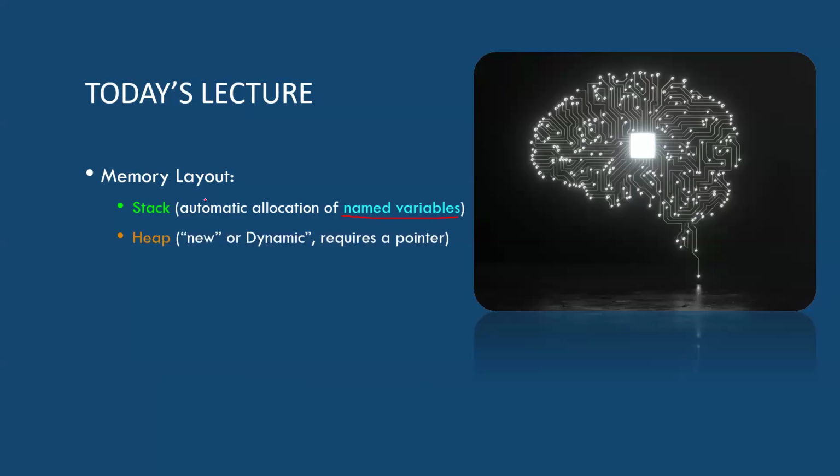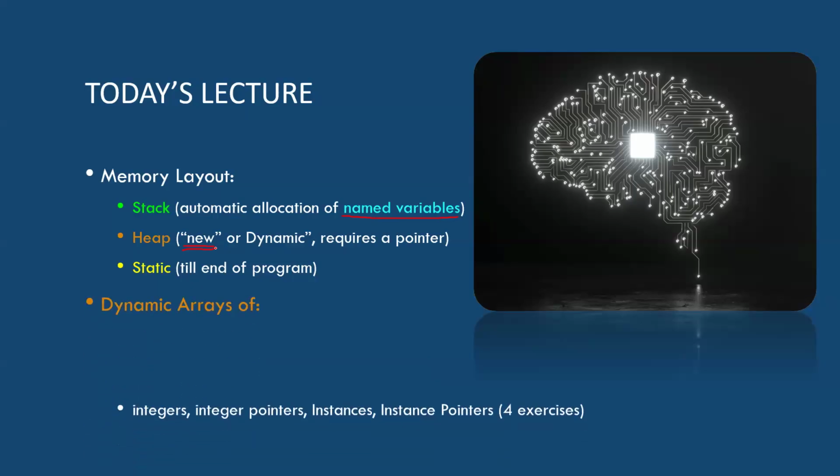The things that we use the new keyword for, the majority of the things that we do that are dynamic, will go on an area called the heap. And we will see next week what static memory is like. But these are our three primary areas of memory, okay?